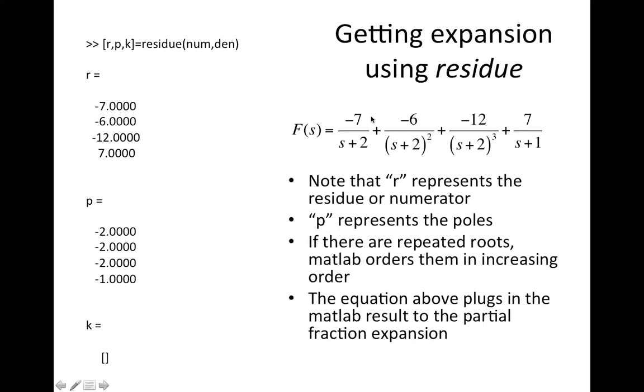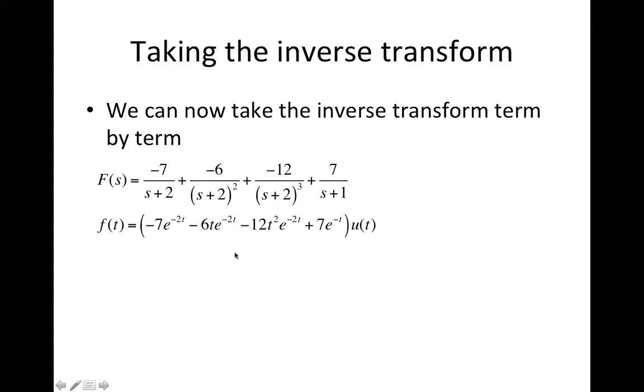But remember, this denominator here is S minus the pole. So it's S minus a minus 2, which is why you have S plus 2. That's not true for the numerator, because the numerator is just a value. But the denominator is S minus the root. So these negatives all become positives when I plug into the denominator.